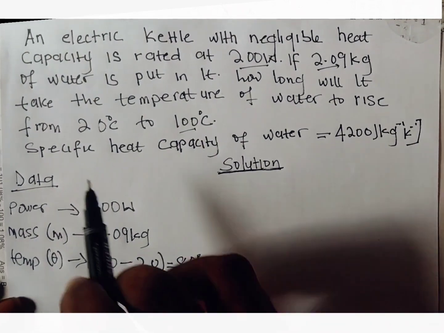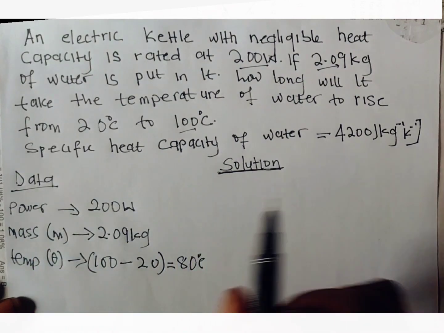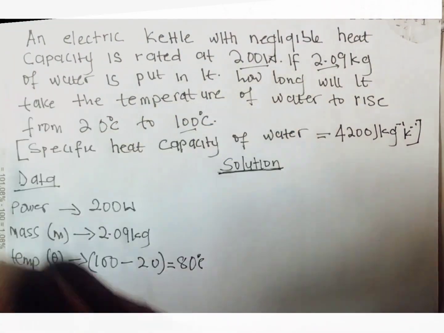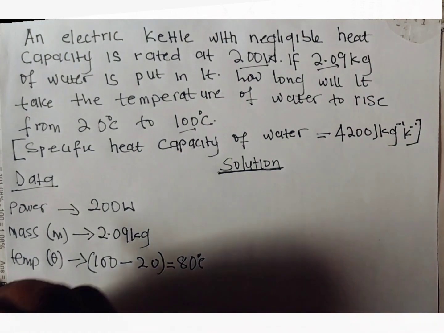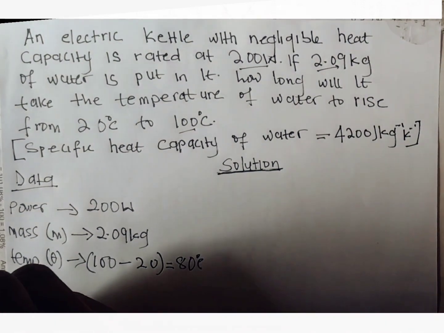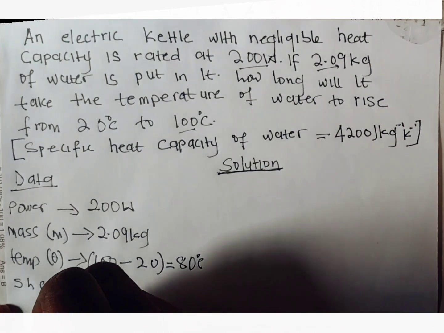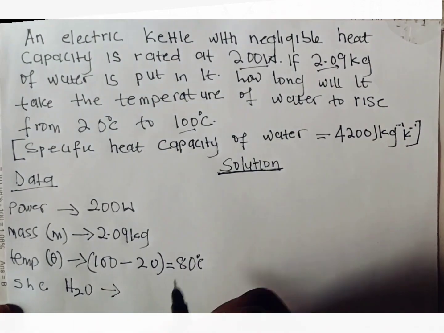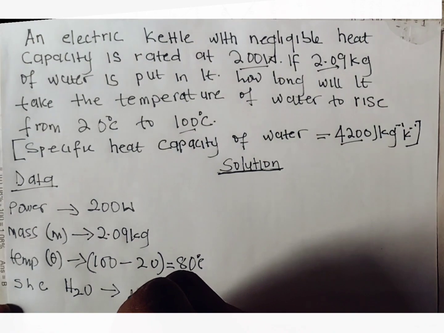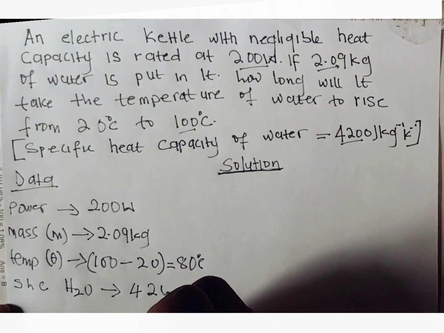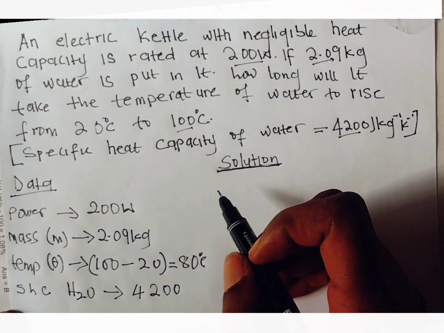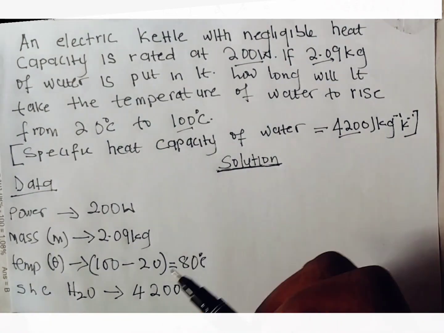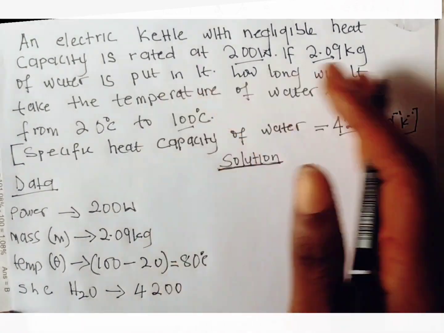Yes, they gave us the specific heat capacity of water, let me put it in bracket, as 4200. So we write specific heat capacity of water is 4200. Okay, having written out data, now what next? We go forward to solve. Let's solve it this side.